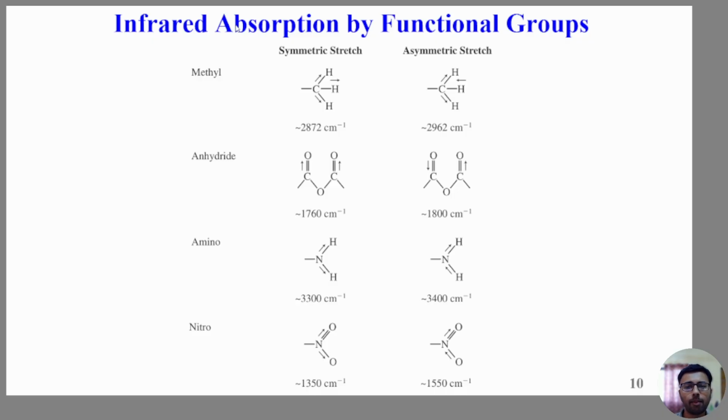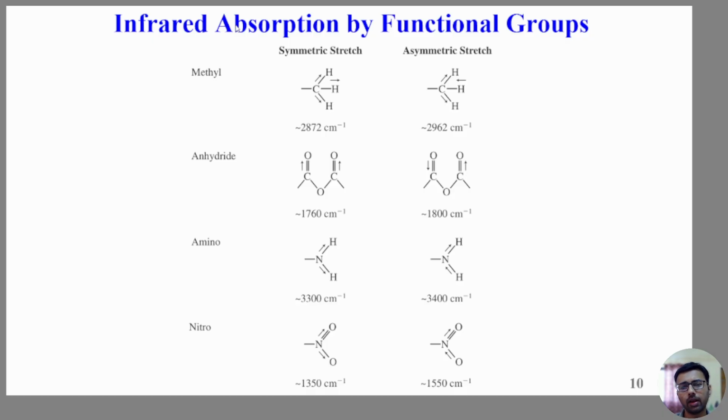Next, consider the amino group, that is NH2. This group also shows both symmetric and asymmetric stretching vibrations. The symmetric stretch typically appears around 3300 cm⁻¹. The asymmetric stretch occurs slightly higher, around 3400 cm⁻¹. These peaks are often broad due to hydrogen bonding effects, which we will discuss later in this course.